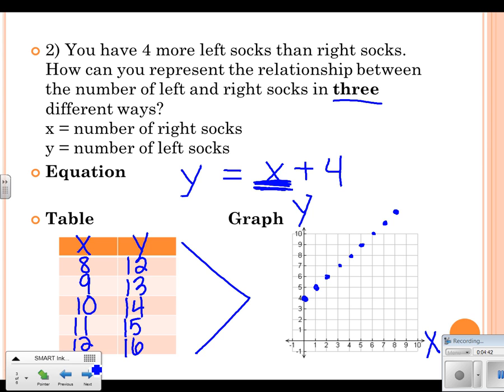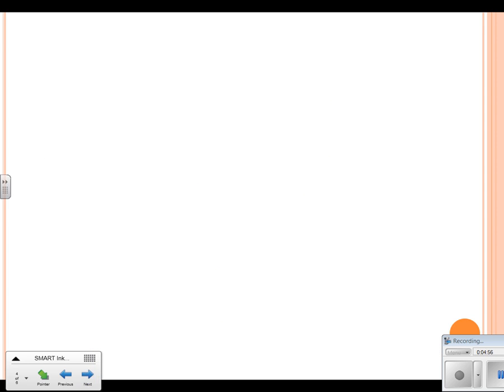And so we see here a line that's graphed to represent the relationship between the number of left and right socks. We have an equation, we have a table, and we have a graph, all representing the same relationship.